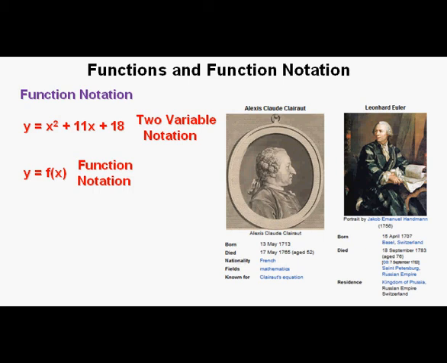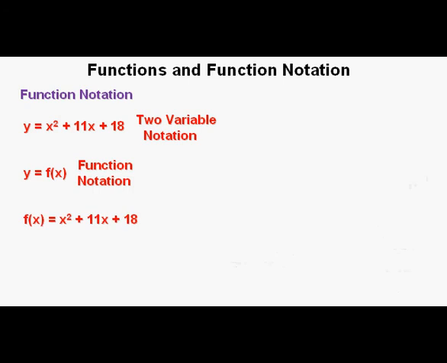So to rewrite the two-variable function in function notation, f of x equals x squared plus 11x plus 18. Again, to emphasize, this part on the left side of the equal sign is pronounced f of x. F of x is the most commonly seen version of a function's dependent variable, but sometimes you may see the notation as g of x or even h of x. It could be other things as well.